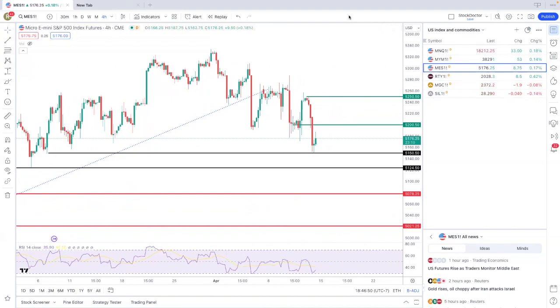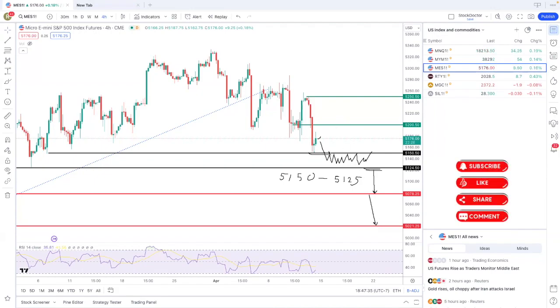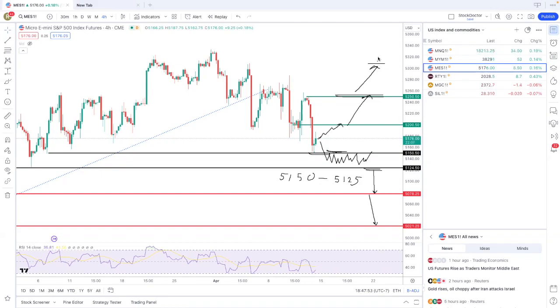For S&P 500, I think it has a very good support at 5150 and 5125. It means there is very good support in between 5150 and 5125. Right now it is trading at 5175. And if it comes down, then here we have a good support. If it breaks 5125, then we will talk about downside levels of 5075 and 5025. Now, on the upside, if it manages to stay above 5150, then it can again travel back to 5200 and 5250. And if it sustains above 5250, then we will see bigger upside like 5300 and 5350.